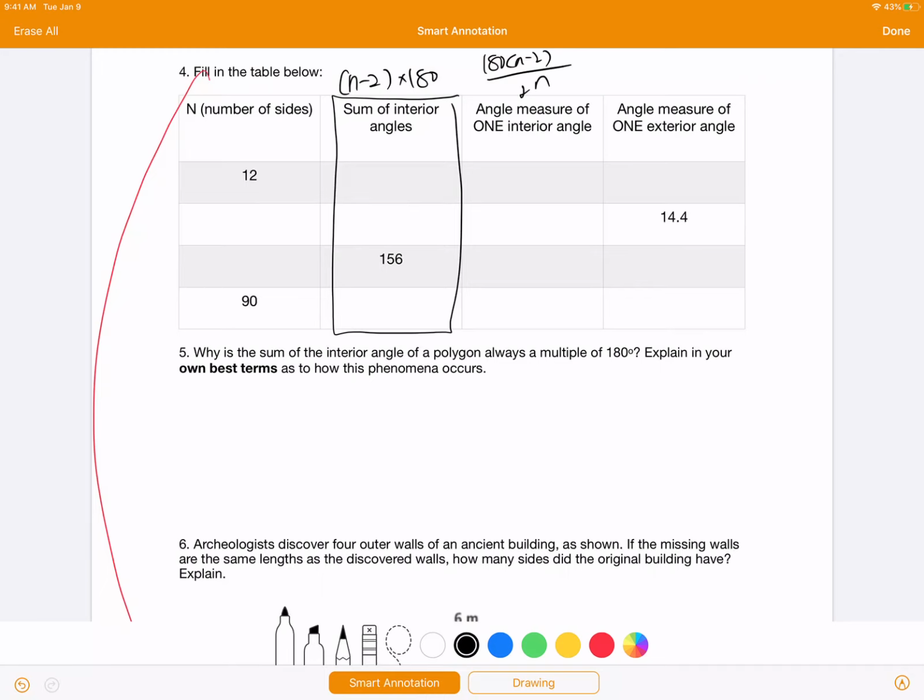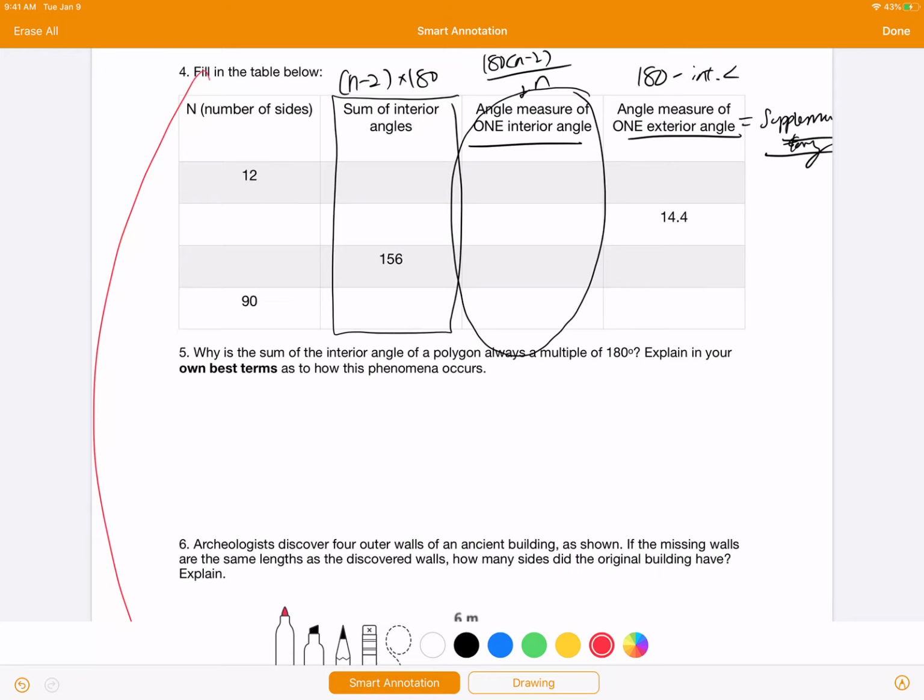Angle measure of one exterior angle. Well, exterior and interior angles, remember, they turned out to be supplementary, which means whatever the answer that we have found here, you just have to do 180 minus the interior angle that we have found from the previous column. So for example, let's say that the number of sides is 12. I plug it into this formula here and I get 1800 degrees for my total sum of interior angles. Next, I use this information to find the angle measure of one interior angle, which is 1800 divided by 12, which should give you, let's use a calculator here.